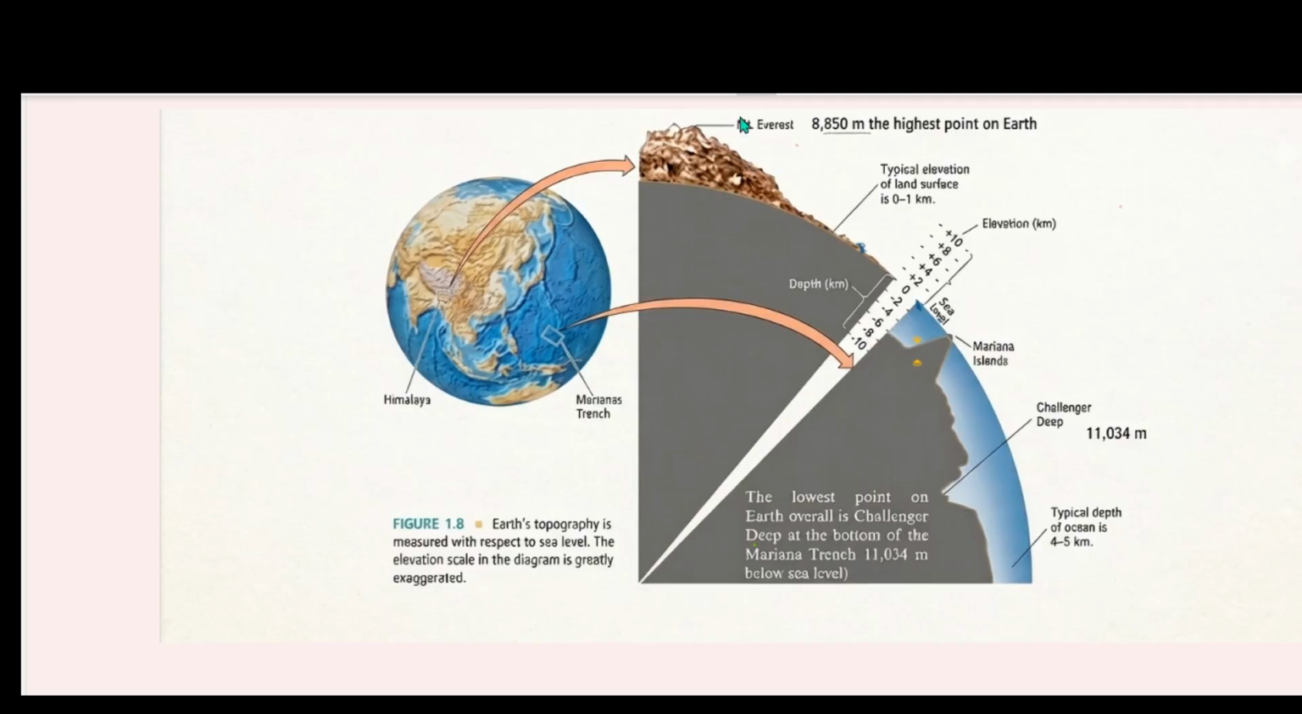Now you can see that this particular area is Mount Everest. Mount Everest has a height of about 9,000 meters. Okay, of about 9,000 meters. That is somewhere here. It's called the elevation. From where? From the sea level.